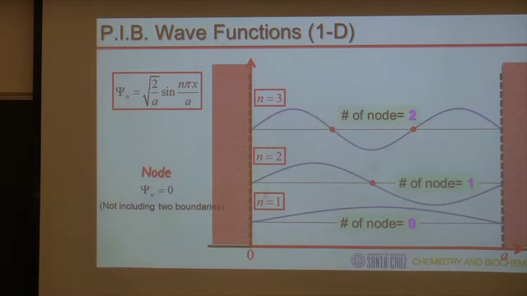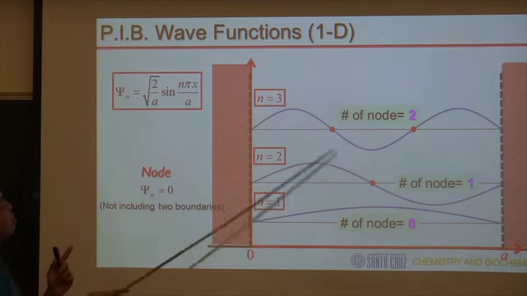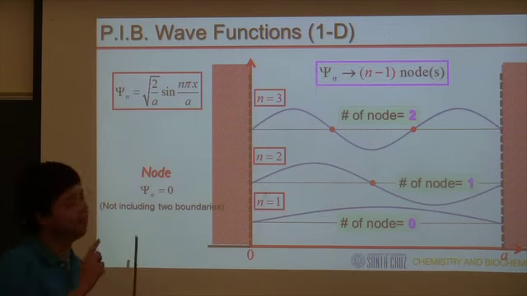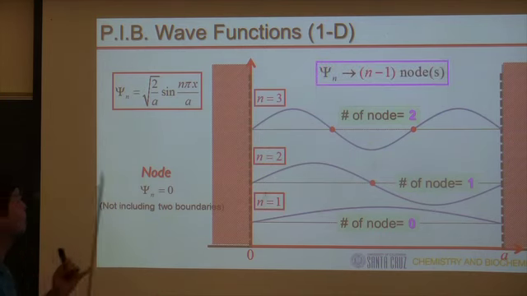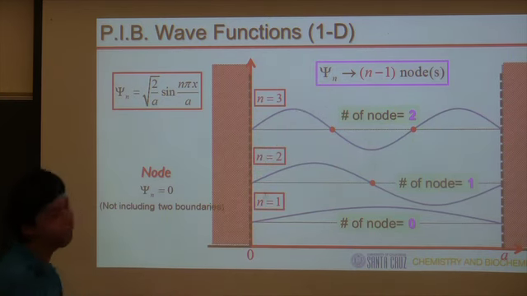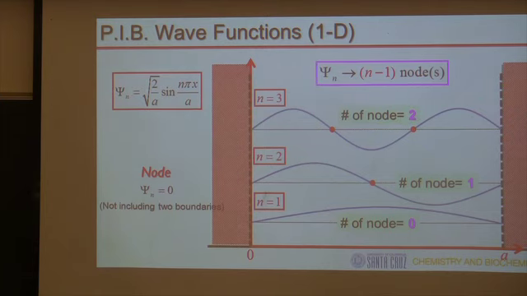Based on that, can you conclude one relationship between the number of nodes and the quantum number? Number of nodes minus 1. Let's say it this way: a quantum number n corresponds to a wave function with n minus 1 nodes. So the number of nodes is always 1 less than the quantum number, regardless of sine, cosine, or tangent. Regardless of that.